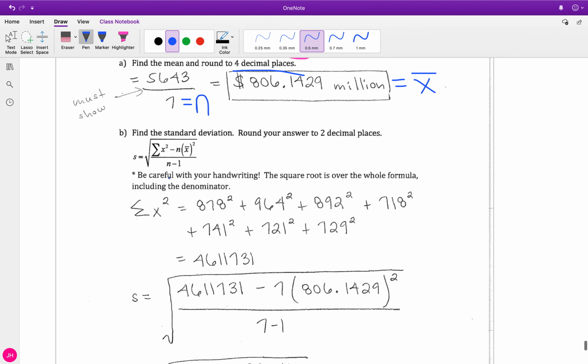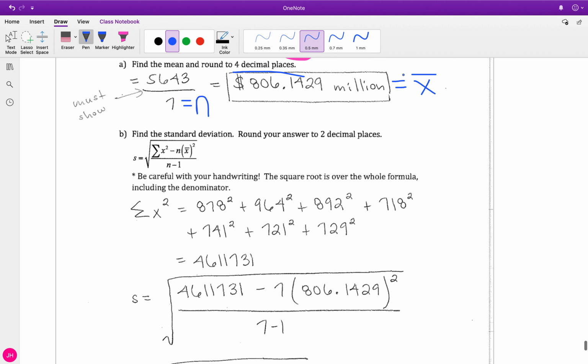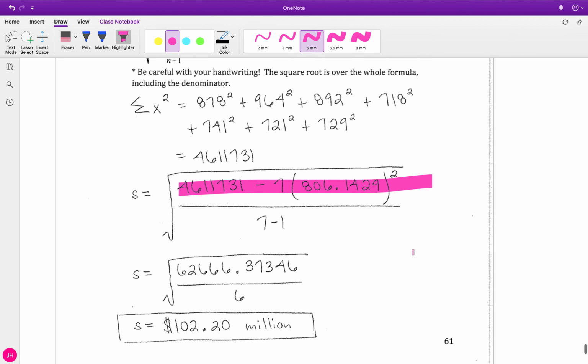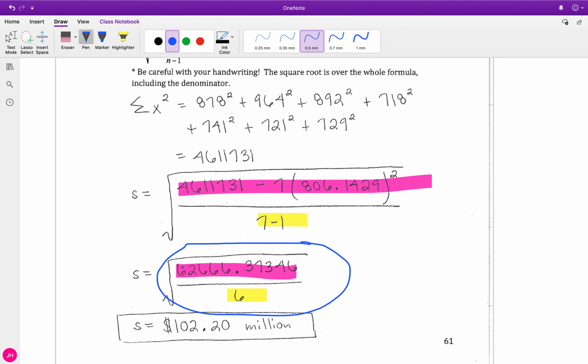So I'm going to plug in my numbers. I know N, I know the mean, I know the summation. So I plugged in the summation, I plugged in N, and I plugged in the mean, and then that N again. I'm going to type in just my numerator. It's going to give me that answer. Then I'm going to type in, or do in my head, the denominator to get 6. And then I'm going to type in this entire square root. To be on the safe side, make sure to put in parentheses.